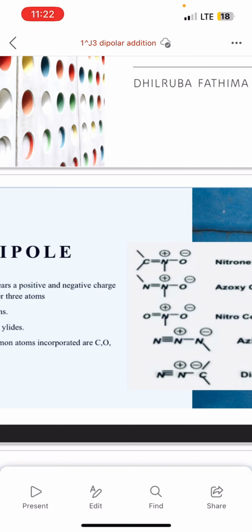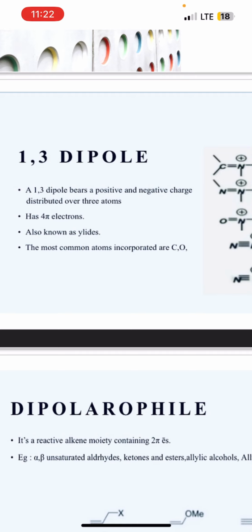So the nitrogen atom already has a positive charge. When these electrons come, its positive charge gets neutralized, and at the same time the carbon atom, which is donating its electron to the nitrogen atom, gets a positive charge. So there is a positive charge on carbon and a negative charge on the oxygen atom. Here the positive and negative charges are distributed over these 3 atoms, carbon, nitrogen, oxygen. Such molecules are known as 1,3 dipoles.